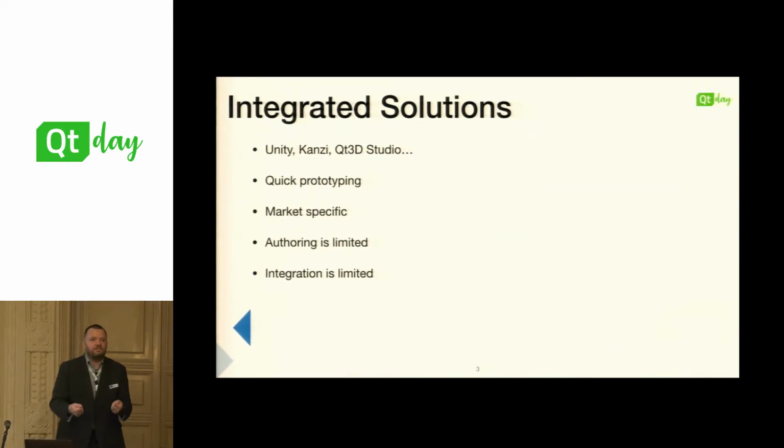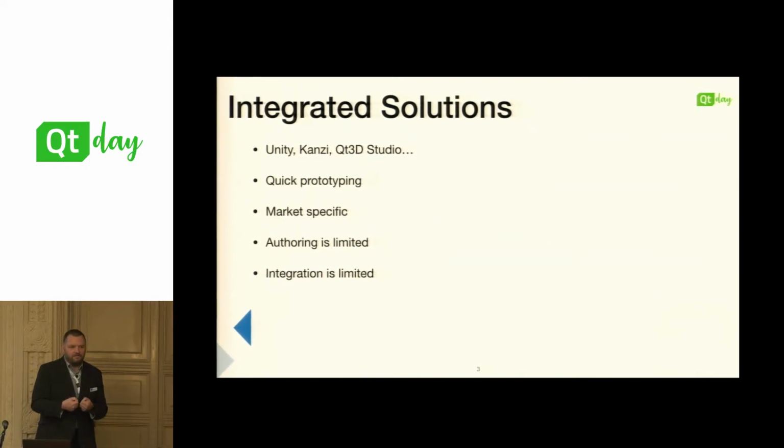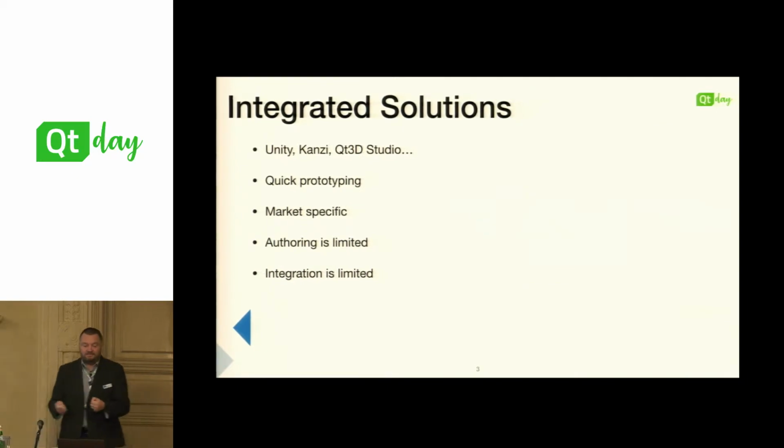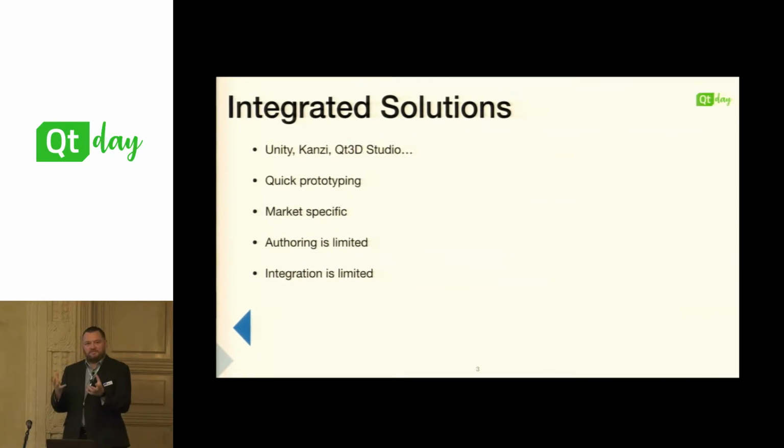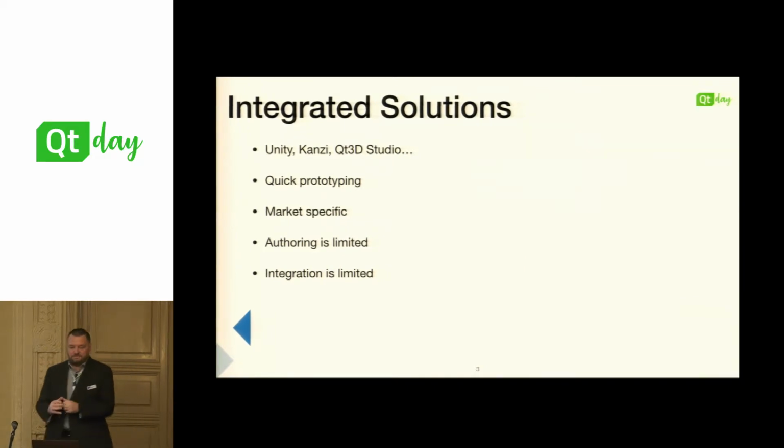Unity is the game engine. It's used in a lot of places outside the gaming domain. A lot of car manufacturers use it for some of their demos and things like that. Kanzi is very used in the automotive industry. Qt3D Studio is probably the most recent addition to that kind of tool. It comes with a very simple editor, very easy to pick up and do some quick prototyping, make some nice models and integrate them into your application.